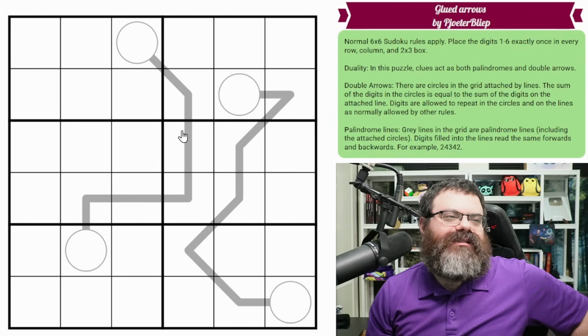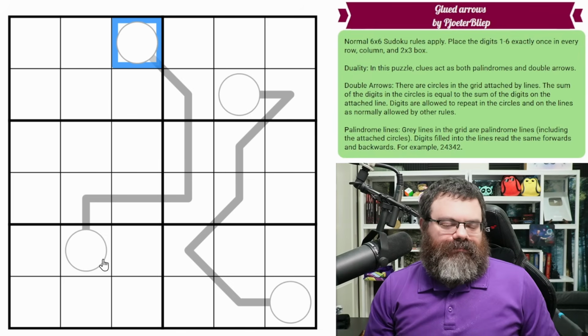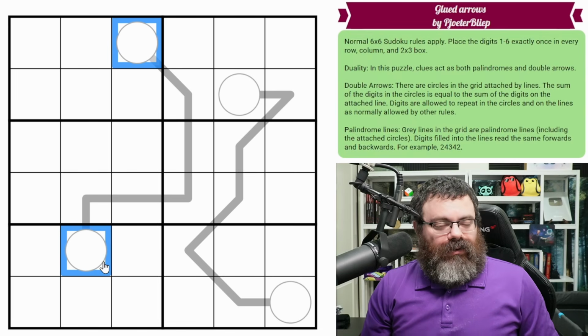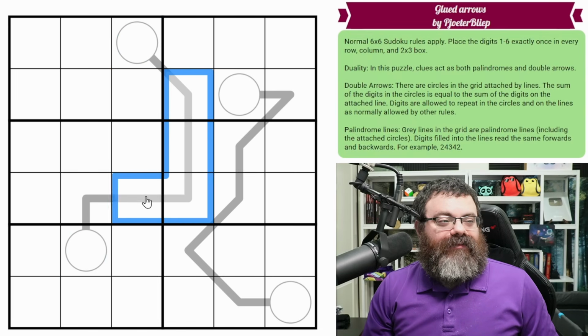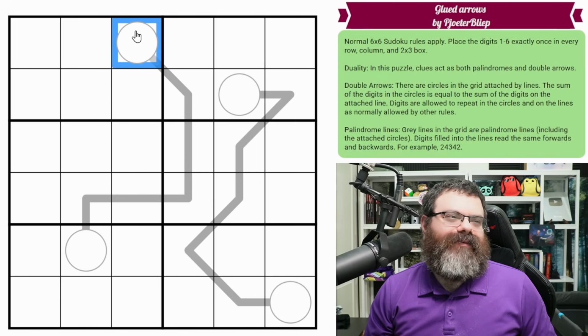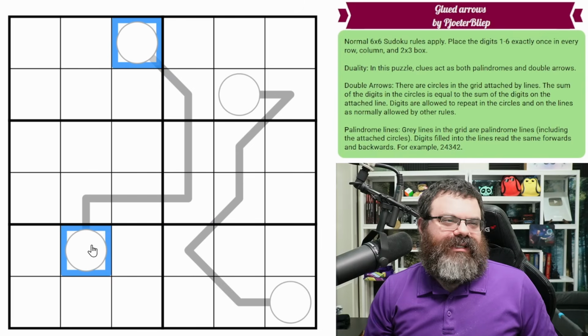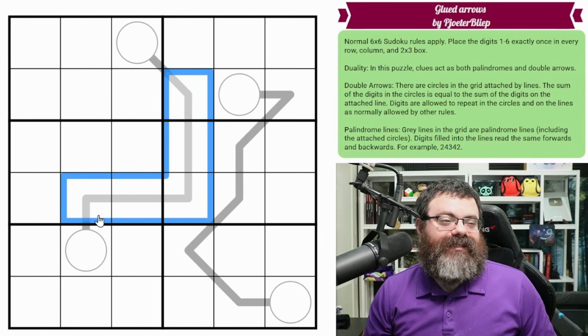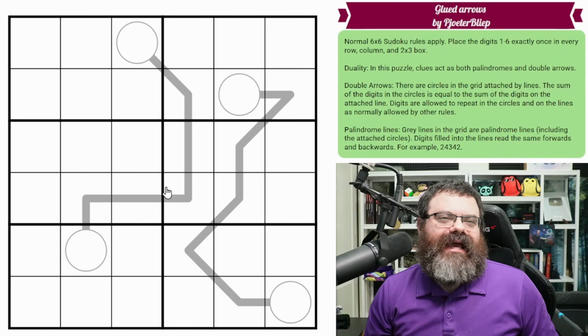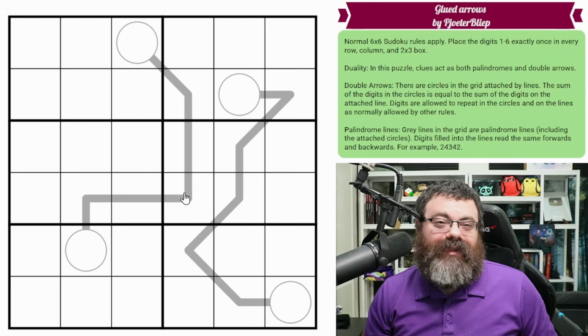So first of all, they are double arrows. The way double arrows work is there's two circles at the end of the line. Whatever their sum is, is the sum of all the digits on the line. I'm not going to attempt to give an example for this. I feel like it might give away too much because it feels very restricted. But if we sum up these two digits, it needs to be the same sum as summing up these 5 digits. All right. And then in addition to that, they are palindromes as well.